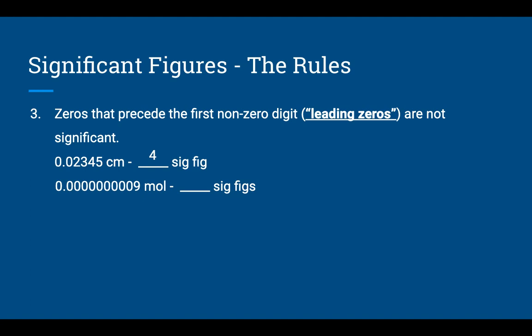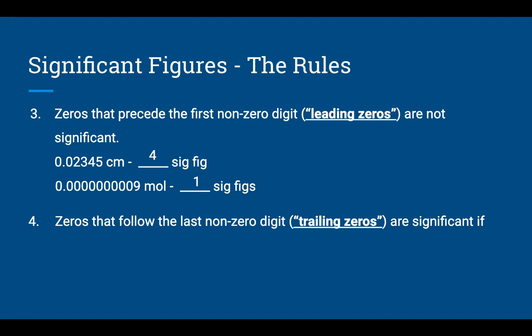0.000000009 moles, which is a unit we'll get to later. Just 1 sig fig. All those zeros, they're not significant. They have to be there to hold the place. And then the last rule about zeros is if they follow the last non-zero digit, these are trailing zeros, they are significant if the number contains a decimal point.